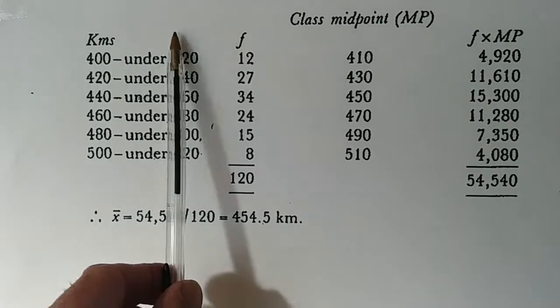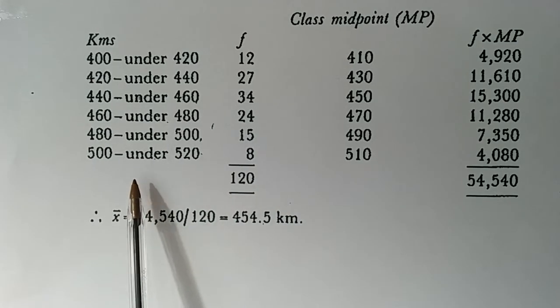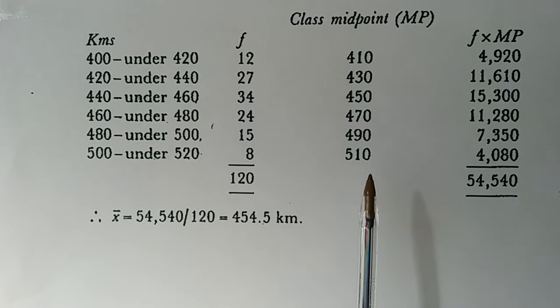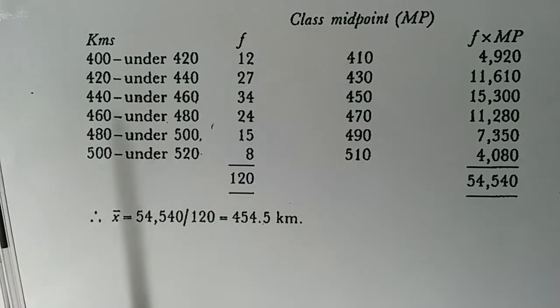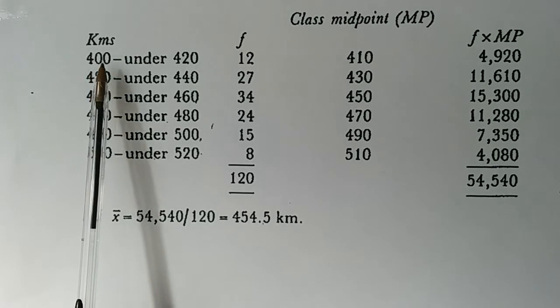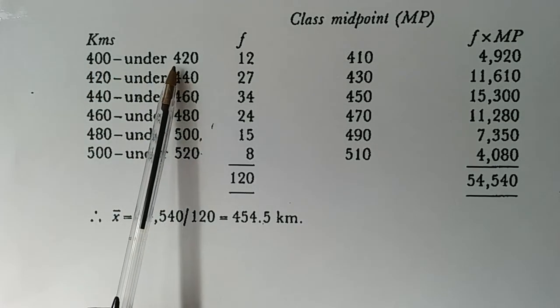But remember, you're going to get the data represented in this form. So what you need to do in the exam is to put these extra columns in and then do the calculations. Just a key word on these classes. Now, we said that it might seem a little bit strange that we've got this 400 to under 420 and then the next one at 420 to under 440.